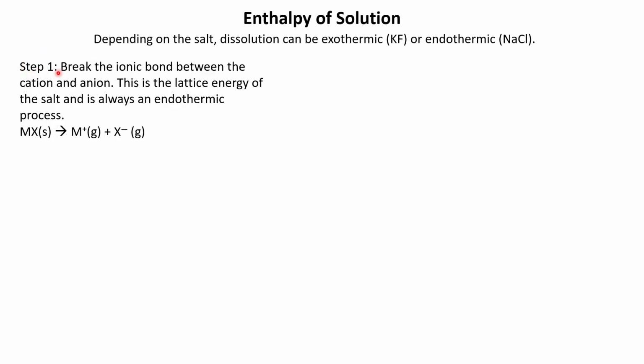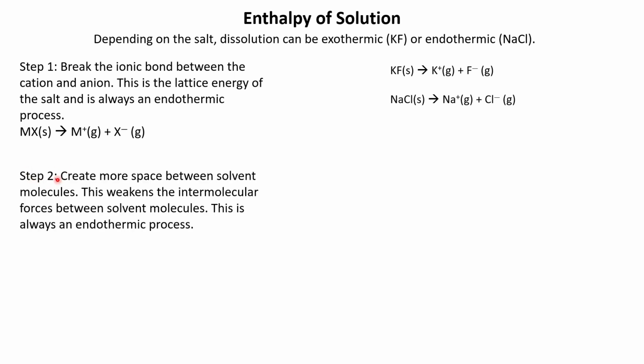So step one, we need to break the ionic bond between the cation and the anion. Now, this is actually the lattice energy of the salt. It's always going to be an endothermic process. So in general, you're going to have a metal and very often a halide or a polyatomic ion, and you're going to take that into the metal cation and the anion. So for our two salts that we're going to discuss, potassium fluoride and sodium chloride, their two reactions look like this. So again, I am breaking apart the cation and the anion, and I'm also sending them into the gas phase. Again, this is called lattice energy.